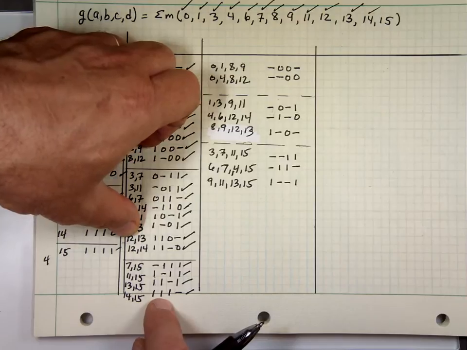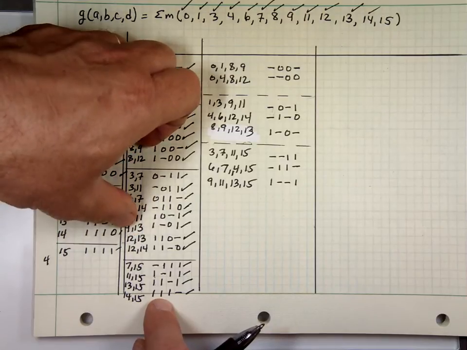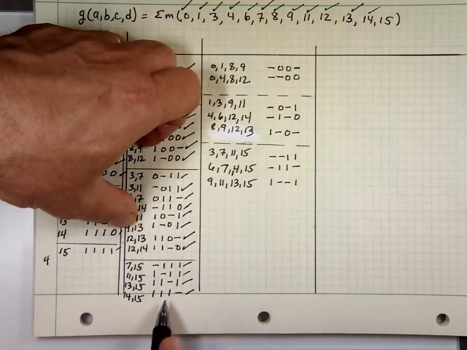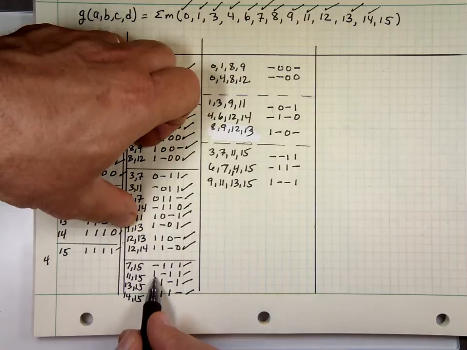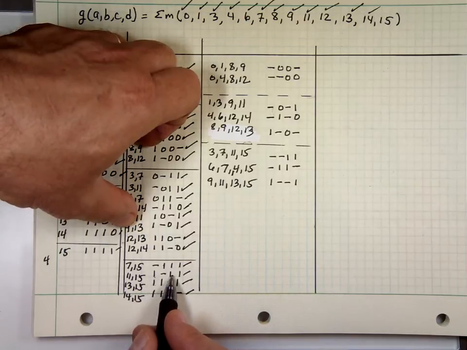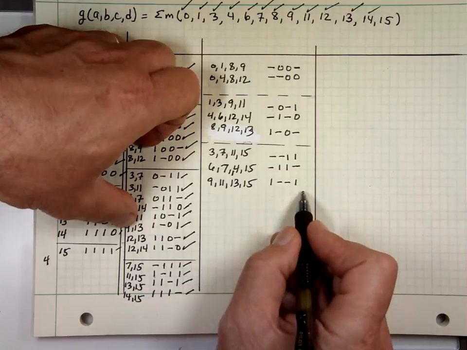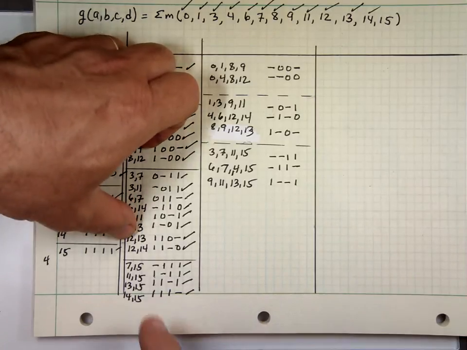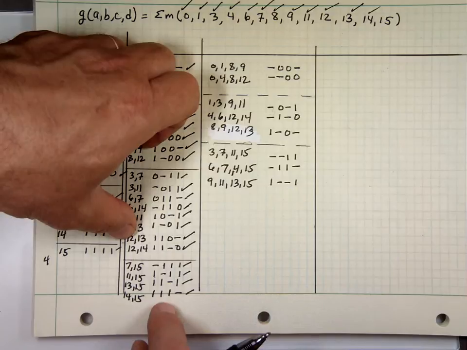Yeah. Let's look at 9, 13. Do we have anything that cancels with that? Will be 1, dash, dash, 1. Do we have that? Yeah. Yep. 12 and 13. That'll be with 14, 15. Do we have that? That's 1, 1, dash, dash.